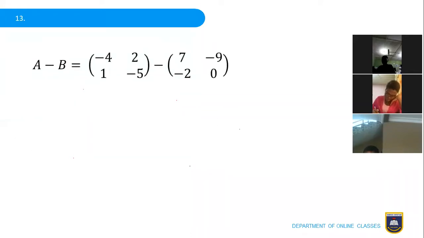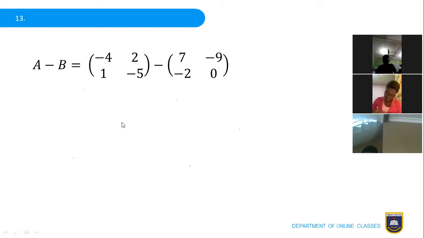Then A minus B, also the same principle. Okay, Chantal, your hand is up. Yes, sir. I got negative 1, 11, 3, negative 5. Which one? Is it the addition? The subtraction. Okay. All right. Hold on to your answer. We will compare later.